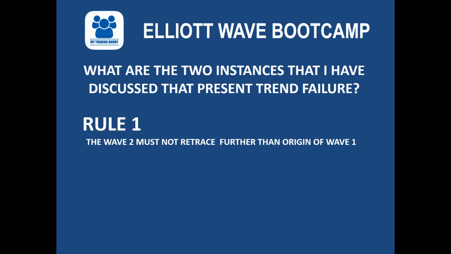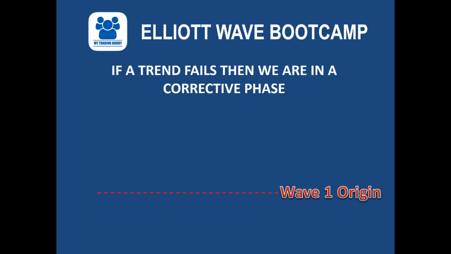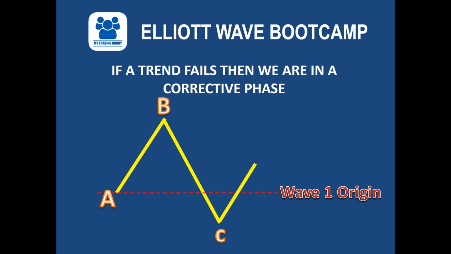So wave 2 must not retrace further than the origin of wave 1, and wave 4 must not pull back beyond the wave 1 extreme. If any of those rules are broken, the trend is over and you've gone into a corrective phase, which is very hard to trade. That becomes an ABC correction, very hard to trade, and it's failed, so you're not going to continue to look at it until the wave pattern gets back in again. You go to another stock.